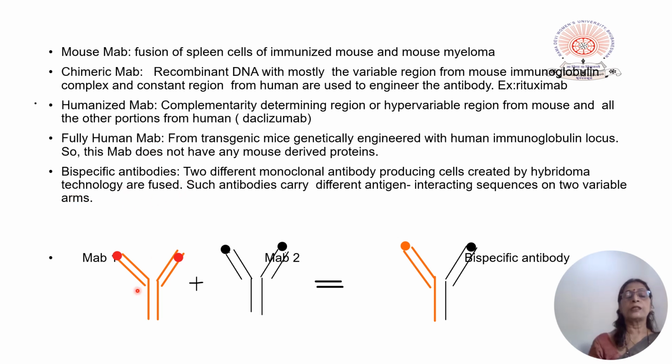Bispecific antibody, this is the example. Two hybridomas are created against different types of antigens, and the hybridoma cells produce two types of antibodies. Because there are two hybridomas, they will produce two types of monoclonal antibodies, and when these two antibodies are fused, we get bispecific antibodies with two different antigen interacting arms.